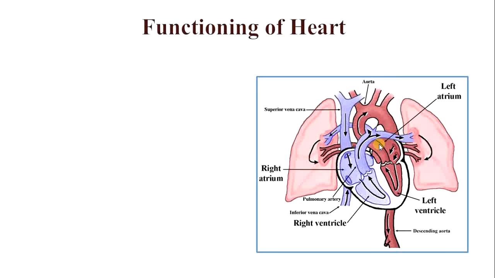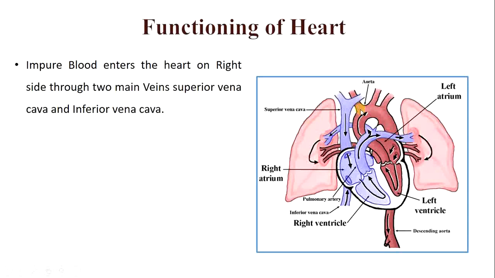Now let's see the functioning of the human heart. In the figure you can see the arrows, they are indicating the blood flow. The blue color indicates the impure blood and the red color indicates the pure oxygenated blood. The impure blood enters the heart at the right side through the 2 main veins: the superior vena cava and the inferior vena cava. The superior vena cava collects the impure blood from the upper extremities of the body, and the inferior vena cava collects the blood from the lower extremities of the body, that is below the heart.